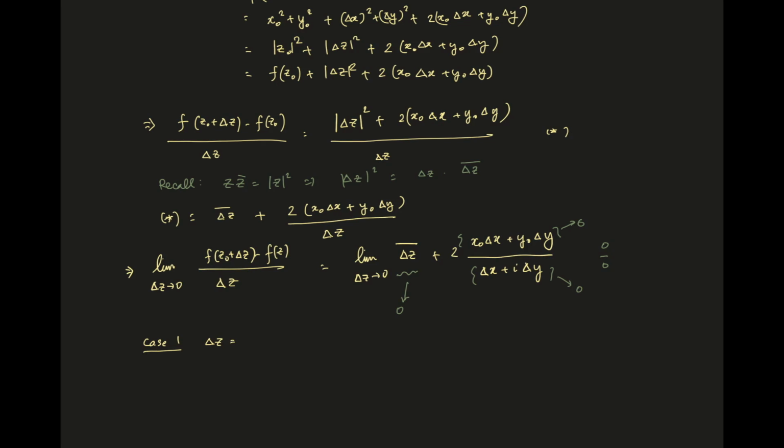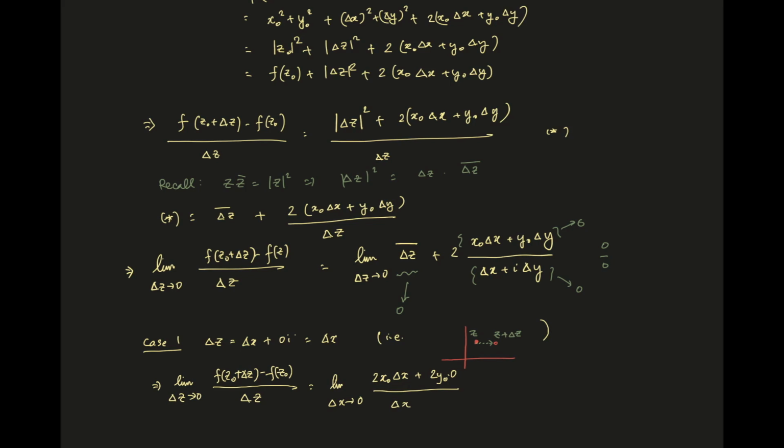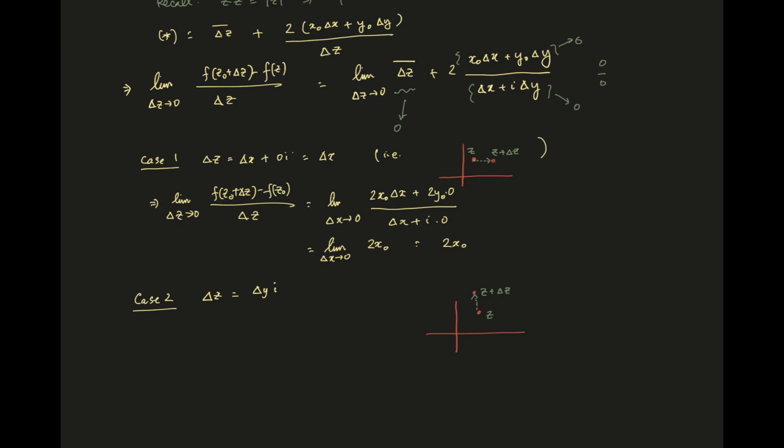Okay, let's look at the first case when delta z is simply delta x plus iota times 0. That is, all the change happens in the real part. So if z0 is over here, then z0 plus delta z is a horizontal shift. So it's a horizontal change in delta z. In this case, the limit of the ratio simply becomes the limit as delta x goes to 0 of twice x naught delta x plus 2 times y naught times 0 divided by delta x plus iota times 0. And further simplifying, this is equal to twice x naught.